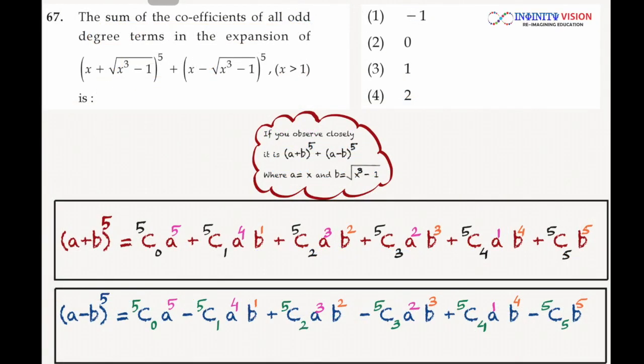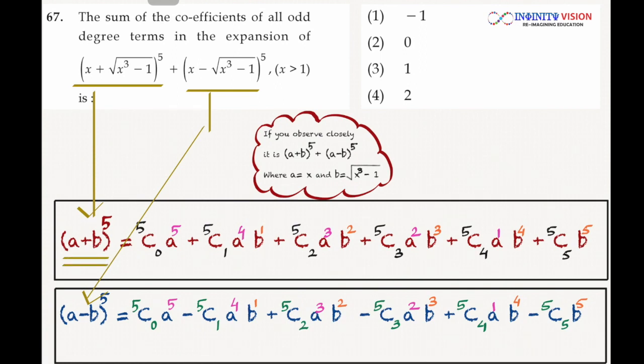Moving to the second part of our analysis, that is the detailed solution. As we have already discussed in the first part, this expression would be replaced with (a + b)⁵, which means x would be replaced by a and √(x³ − 1) would be replaced by b. And the other expression, (x − √(x³ − 1))⁵, would be replaced with (a − b)⁵, with the same substitution. Now before we go further, we must know the expansion of (a + b)⁵.